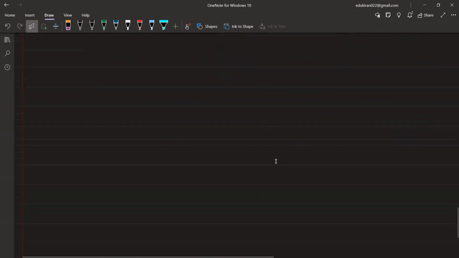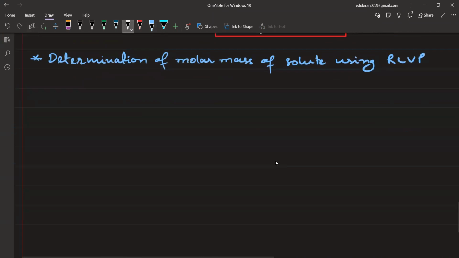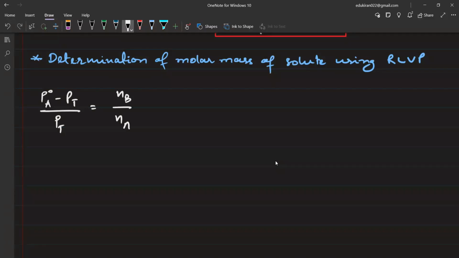Let us use this equation. We have P naught A minus P total divided by P total, which is equal to number of moles of B divided by number of moles of A. Number of moles of B can be written as W B upon the molar mass of B. Number of moles of A can be written as the given mass of A divided by the molar mass of A. Denominator of denominator becomes numerator, so this M A will go above.